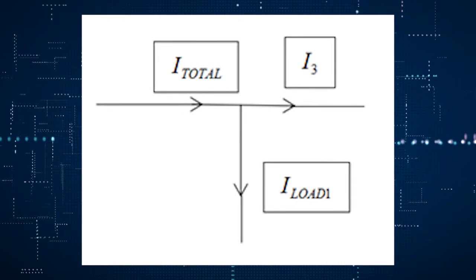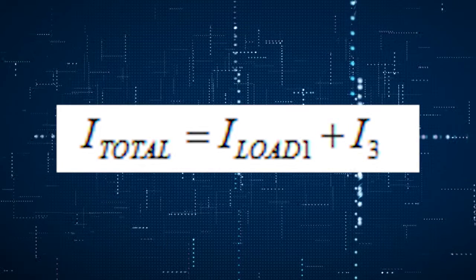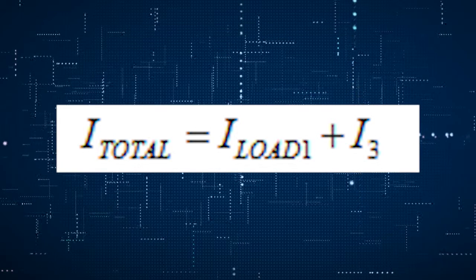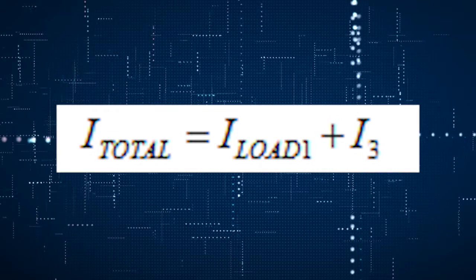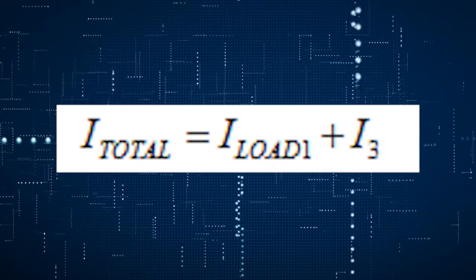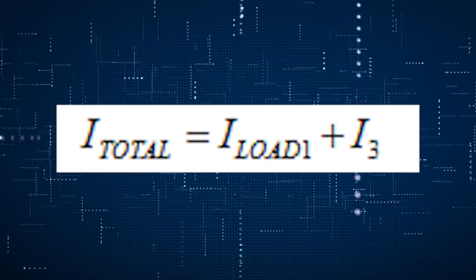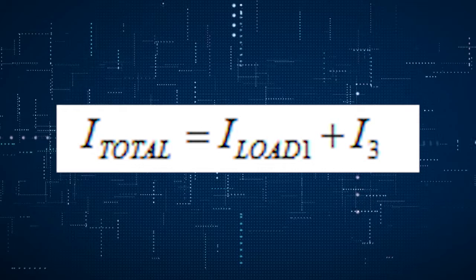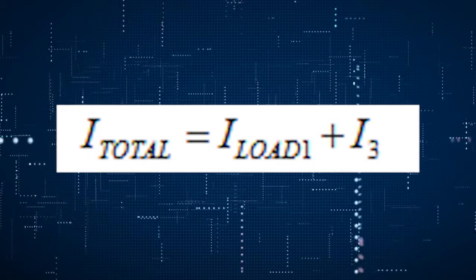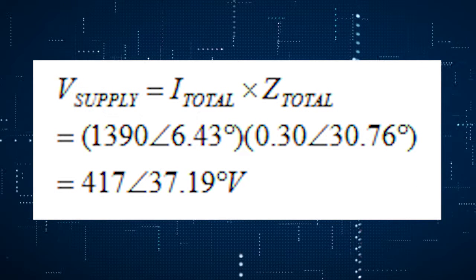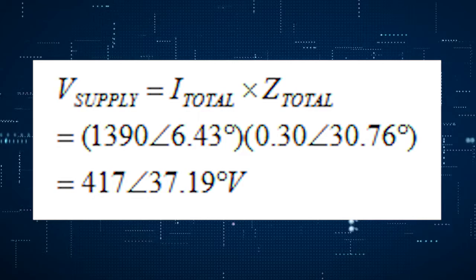For this figure, we already know I total is equal to I3 plus I load at load 1. So we need to find the I load 1 since the I3 we have already calculated. So to find the I load 1, we have to use this formula. And lastly, we can calculate and get this V supply.